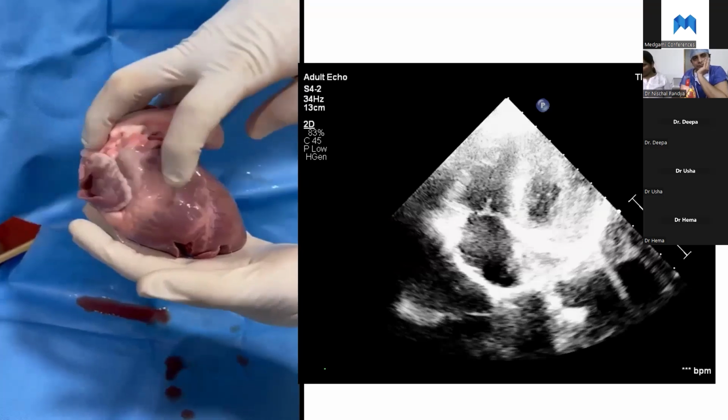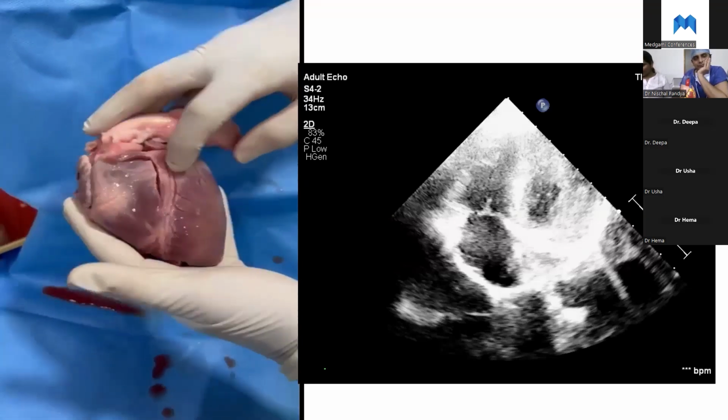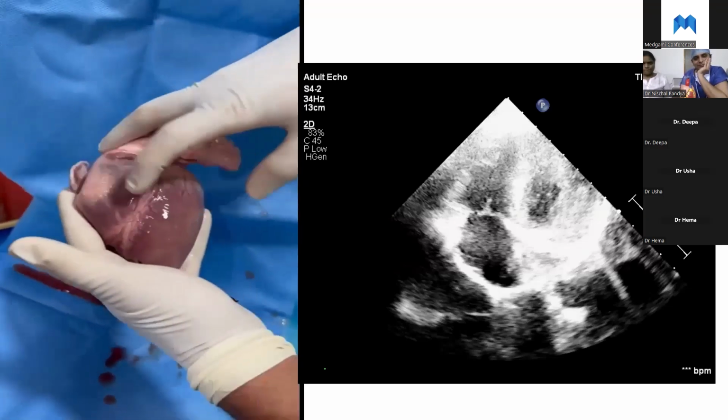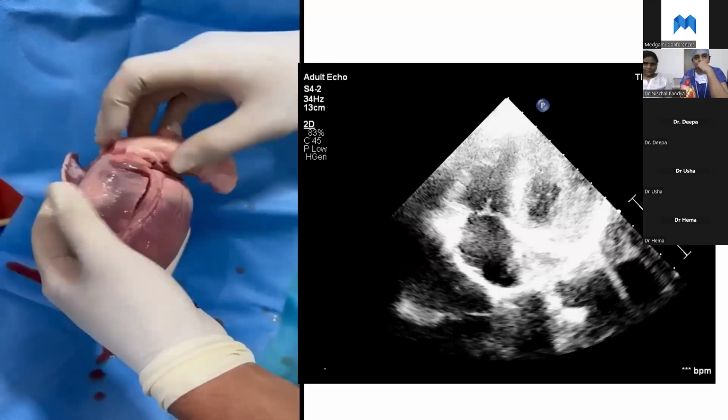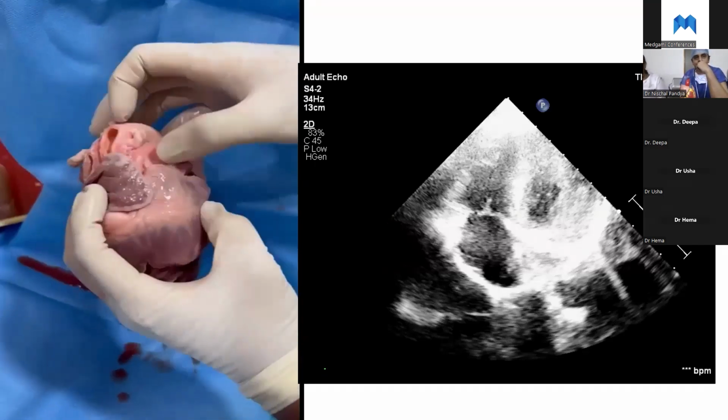The left anterior descending, which divides the RV. Yes, soft, not loud. The RV outflow, the pulmonary artery, the aorta.